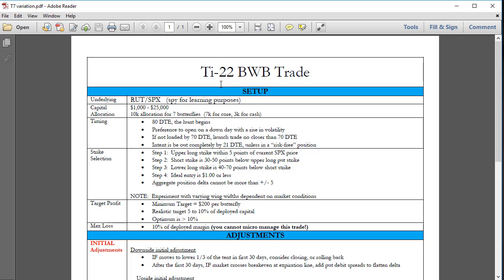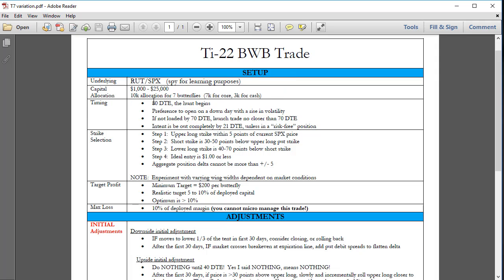Now, this is another variation. It's a variation of the broken wing, unbalanced butterfly. And again, you know, we start out here.